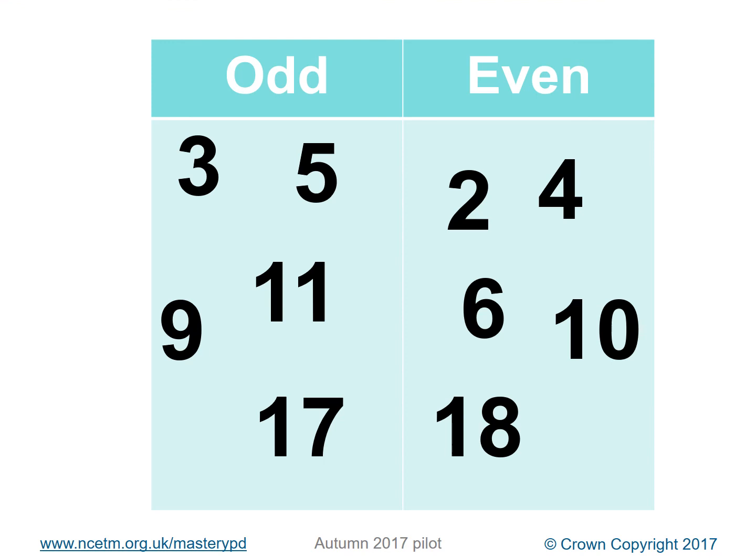So here I have split my odd and even numbers. So I've put my odd numbers on one side, which are 3, 5, 9, 11 and 17. And the even numbers on the other side, which is 2, 4, 6, 10 and 18. Let us know how you get on.